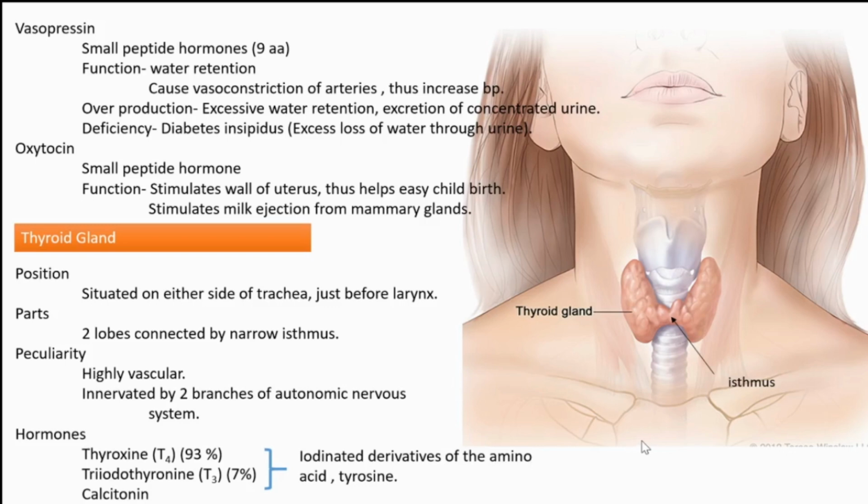Good morning, students. Today we are continuing the balance portion of the endocrine chapter. In the last class we learned about the hypothalamus and pancreas. Today we are going to learn about another gland, that is the thyroid gland.